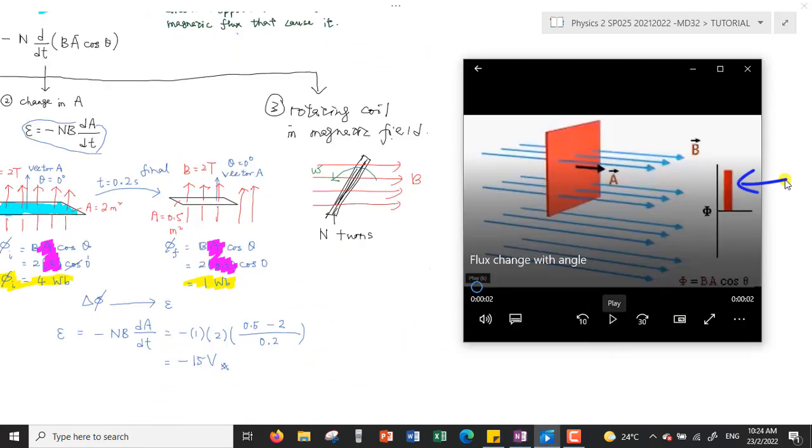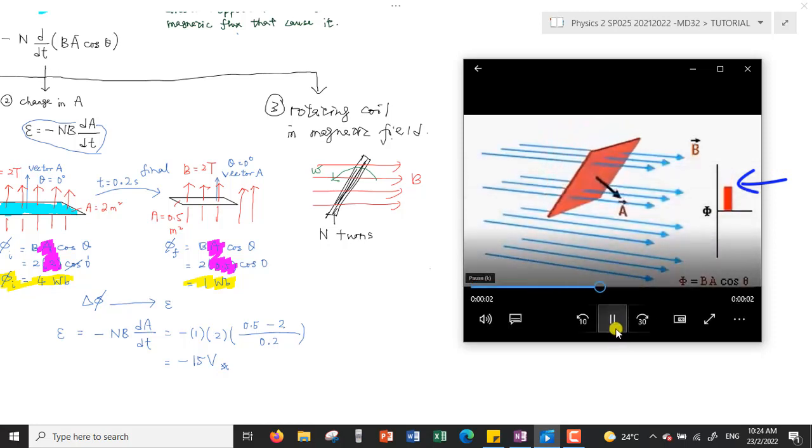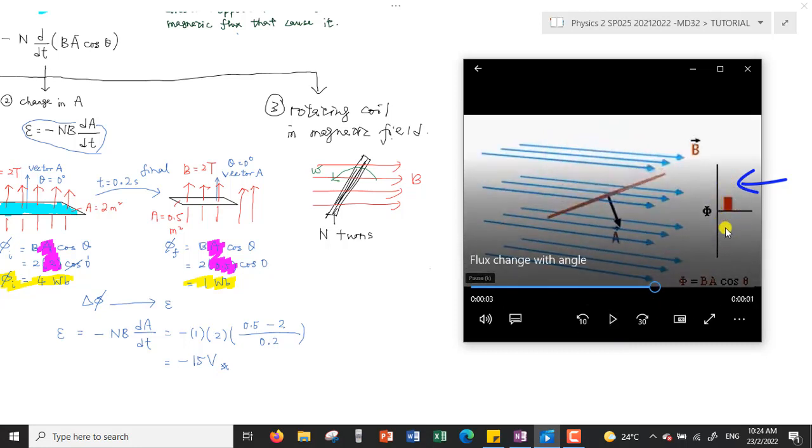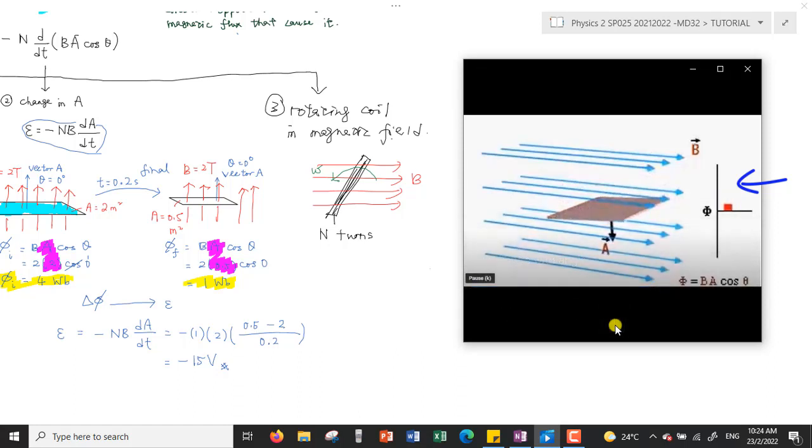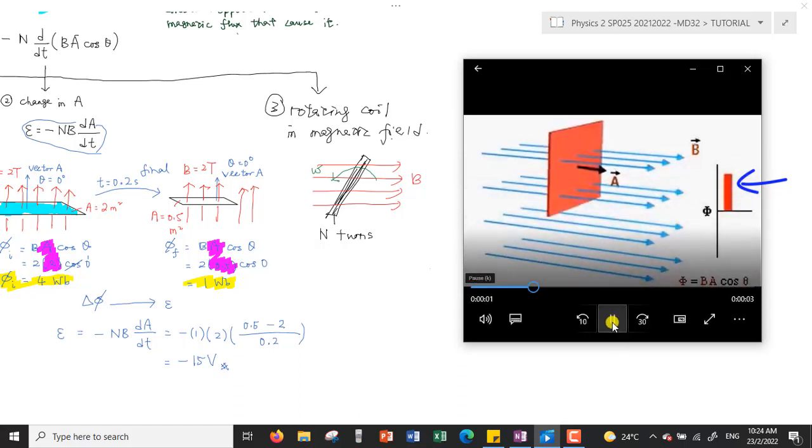Observe what happens to the value of flux as we rotate the coil in magnetic field. See, the value of flux will decrease when we rotate the coil. I repeat.